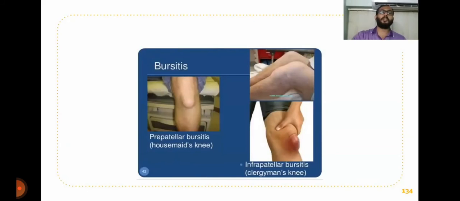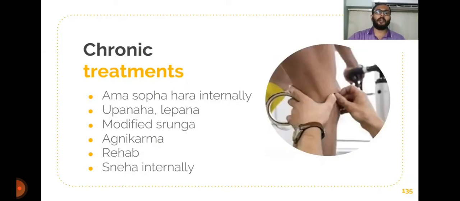Prepatellar bursitis and infrapatellar bursitis. Regarding bursitis, initial rest and then lepana with either Nagaradi or Ellu Nishadi can be used with internal Shofahara medicines. In a very short period, it subsides. And regarding chronic treatment, I already explained the management protocol of osteoarthritis based on the grading. We can use the same for chondromalacia patella.